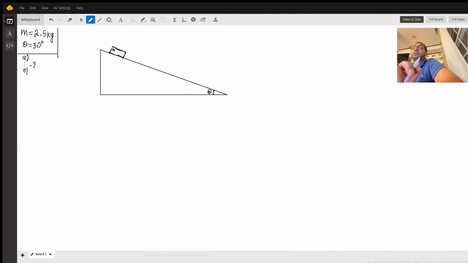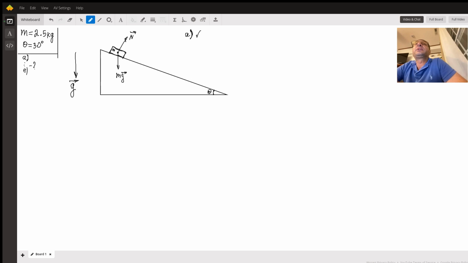Okay, let's draw this diagram. So first of all, what is the direction of gravitational acceleration? It is towards the center of the Earth. Now, what force is acting on the block? Gravitational force, which is acting like this, mg, and the normal force, which is acting perpendicular to the incline. So the first question is solved, because it says just draw all the forces on the object.